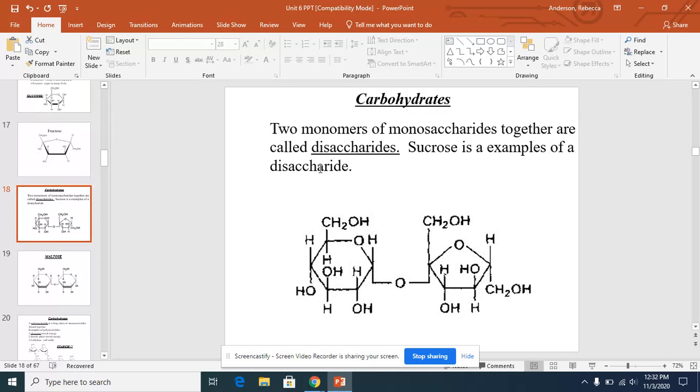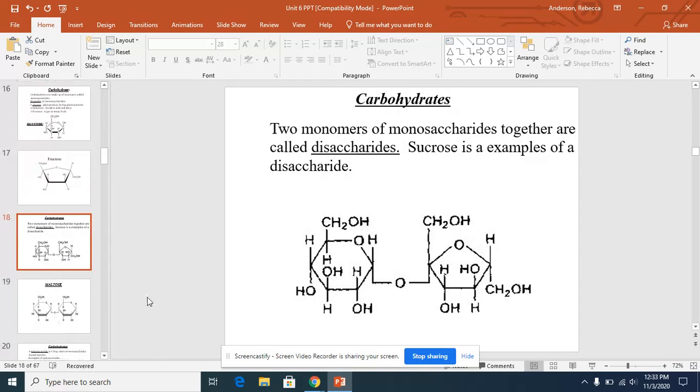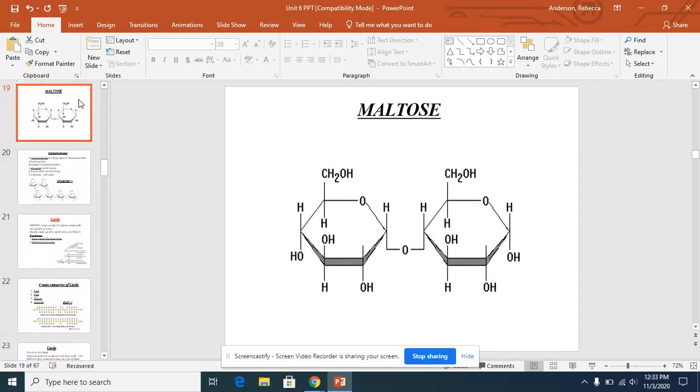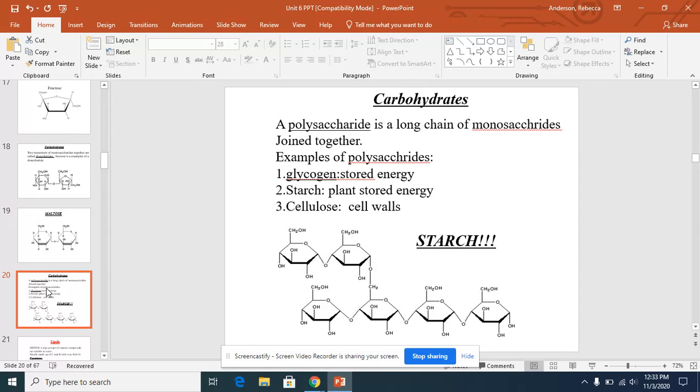Okay, so you also have disaccharides. So you have your monosaccharides, which you notice is just one ring, and then you have your disaccharides, which have two rings, which is why it's di. An example of that is maltose. And then there's also polysaccharides, which are big chains, which has more than one ring. And these are some more examples that you may be familiar with, like glycogen, which is stored energy, starch, which is plant stored energy, and cellulose, which is found in cell walls.